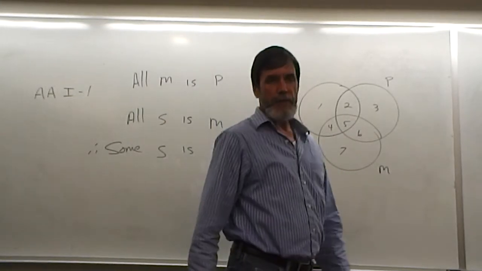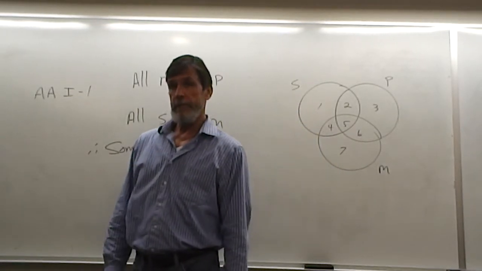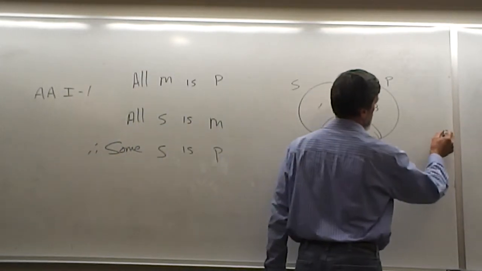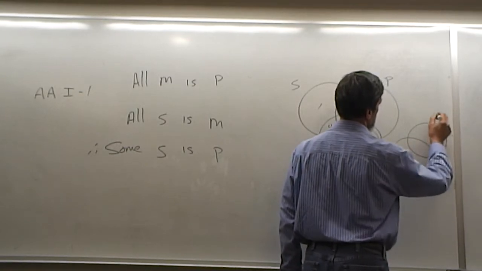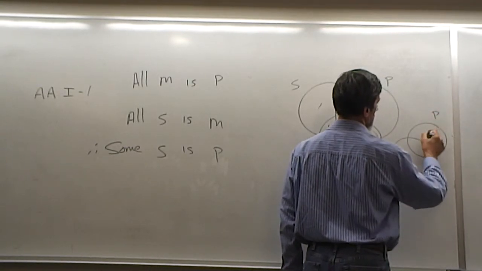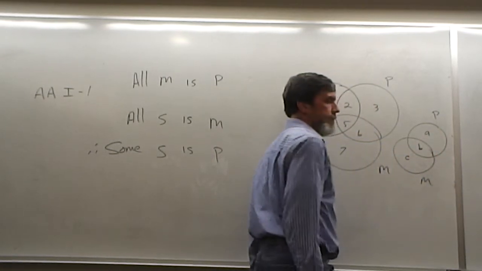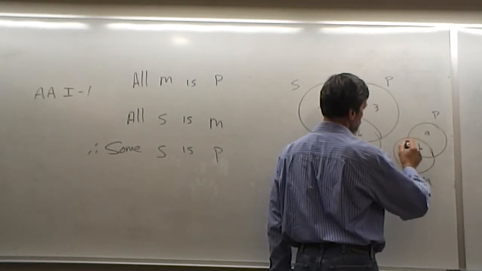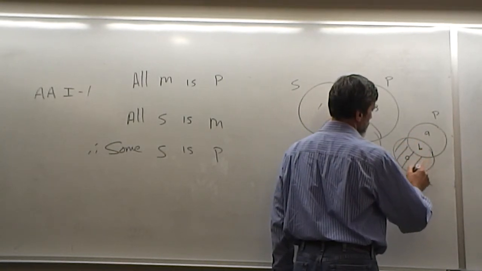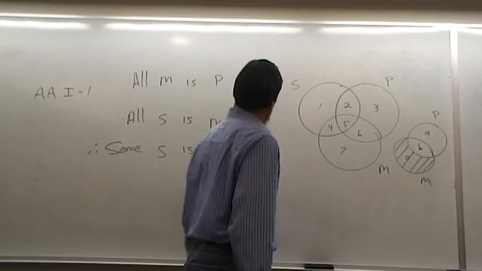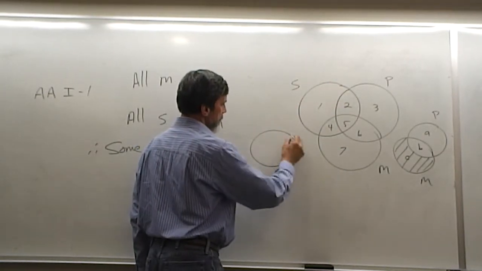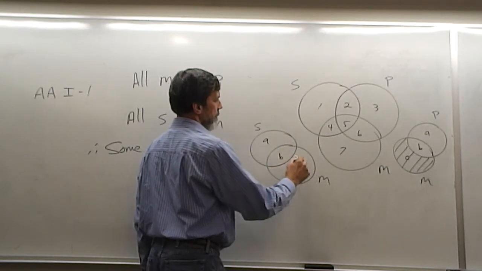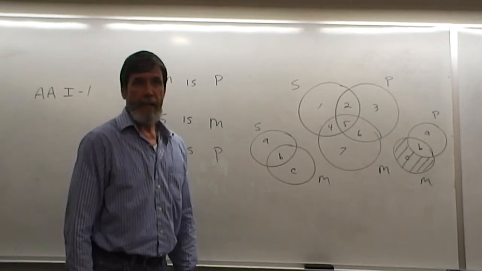It doesn't matter which premise we diagram first. Start with the major premise. All M is P. I think crosshatch segment C. What do you think? Yes. All S is M. I would say crosshatch segment A.